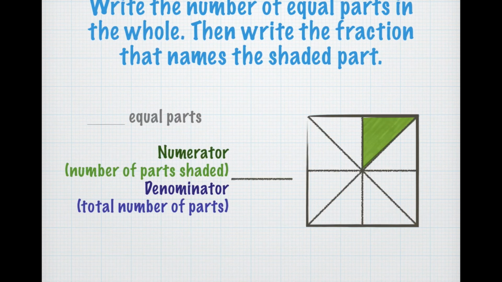Next, let's write the number of equal parts in the whole, then write the fraction that names the shaded part. So if I look at my whole, I want to count the number of equal parts, and I see that there are 8 equal parts. So my numerator is the number of parts shaded, so the number of green parts, and my denominator is going to be my total number of parts. See if you can write the fraction.